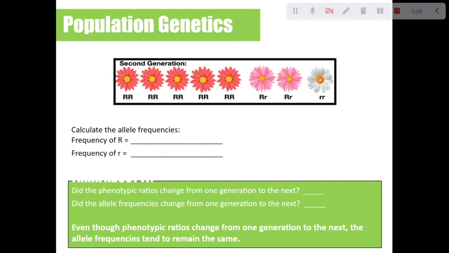Now, imagine if we did the phenotypic ratios. Did the phenotypic ratios change from one generation to the next? And would the allele frequencies change from one generation to the next? Let's have a look. We already did these two on the previous page. Yes, the phenotypic ratio changed from one generation to the next because now, look at our second generation. We now see a white flower has emerged. Would that mean that the allele frequency changed from one generation to the next? No, it didn't.